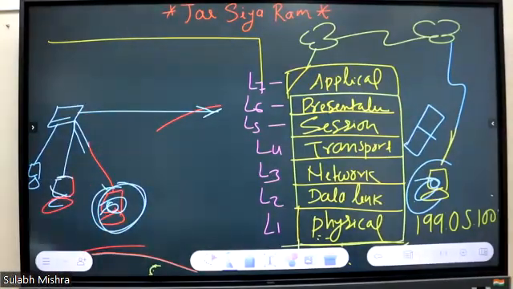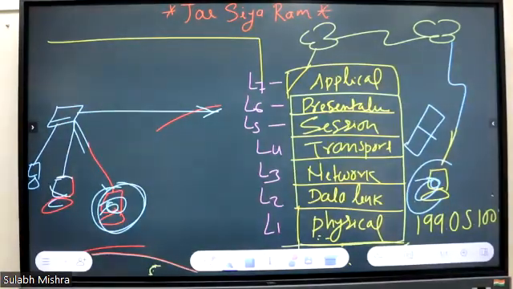So which devices work on which layer? Wires work on the physical layer. Cables, repeaters, hubs work on the physical layer. Switches work on the data link layer. Routers work on the network layer. First of all, tell me which devices work on the physical layer: hubs, wires, cables. Write it down. It's very important.